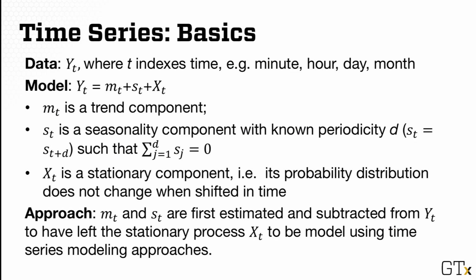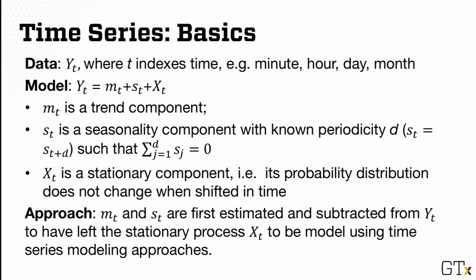This slide provides a snapshot of the basic modeling of time series. For the simplest time series analysis, the response data are Y_t, the time-varying observations, where t is the time index, for example, day or month. In order to account for trend and seasonality or periodicity, we decompose the time series into three components, M_t, S_t, and X_t, where M_t is the trend, S_t is the seasonality, and X_t is the time process after accounting for trend and seasonality. X_t is often assumed to be a stationary component.